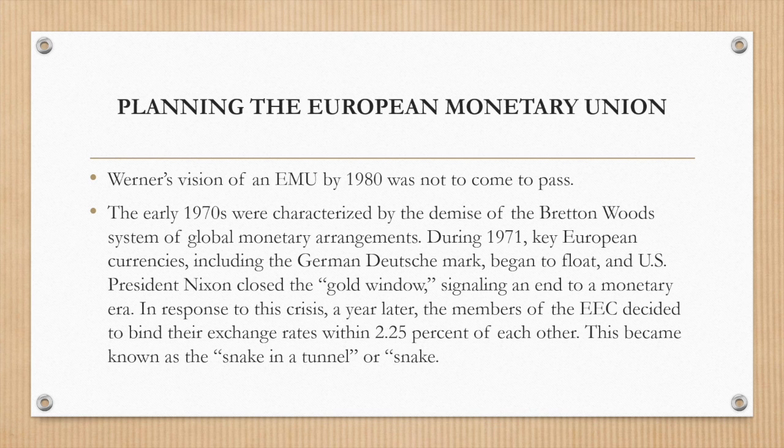In response to this crisis, a year later, the members of the EC decided to band their exchange rates within 2.25% of each other. This became known as the snake in the tunnel, or the snake.